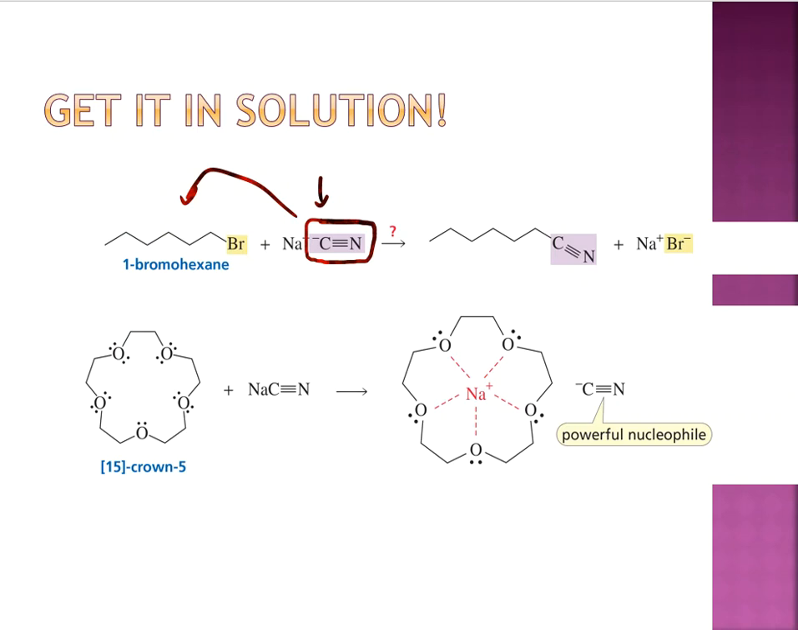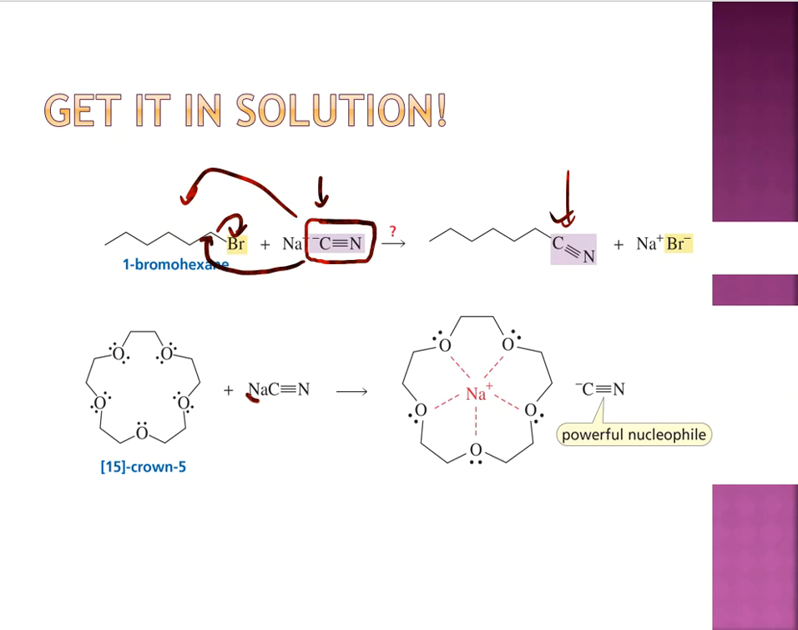So one of the ways that we can do this in order for this reaction to go forward, a substitution reaction is going to happen, right? This negative carbon in the nitrile will come in and attach to that carbon, forcing that bromine to leave, and we get a substitution reaction. How do we do that? Well, one of the ways that we could get the nitrile in and the sodium in to solution to keep it separate, to make sure these reactions go forward, is the use of a crown ether.